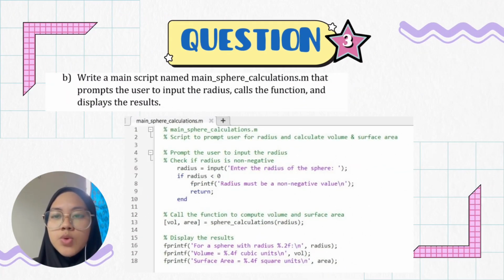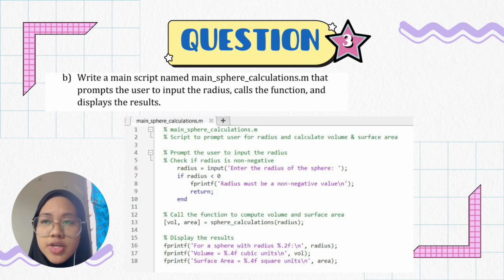For part B, we are going to write a main script named mainSphereCalculation.m that prompts the user to input the radius, calls the function, and displays the result. So first, we are going to prompt the user to input the radius and check if the radius is non-negative. So radius equals input, enter the radius of the sphere. If radius less than 0, fprintf radius must be a non-negative value, and also return.